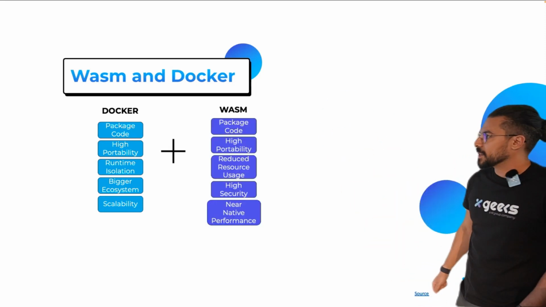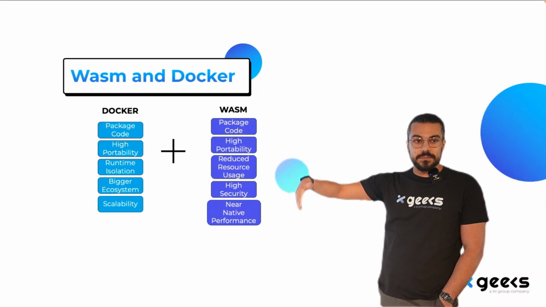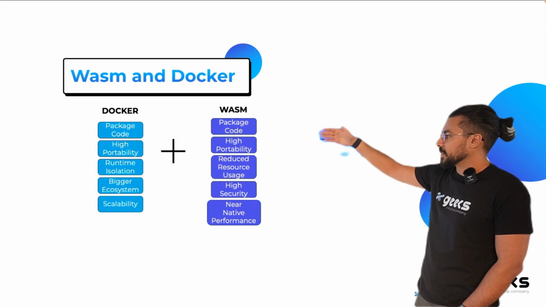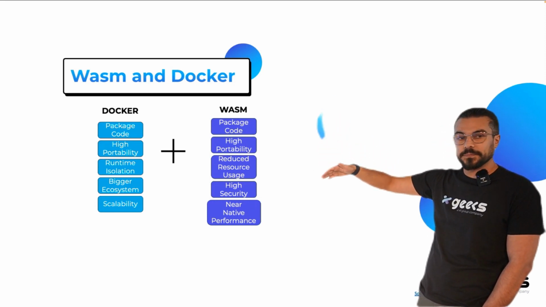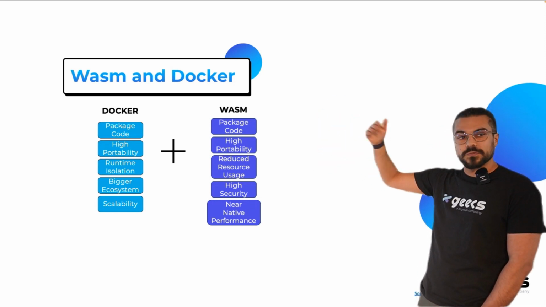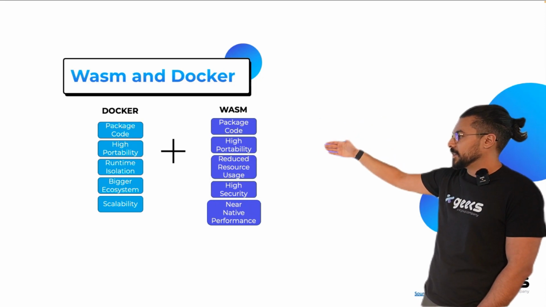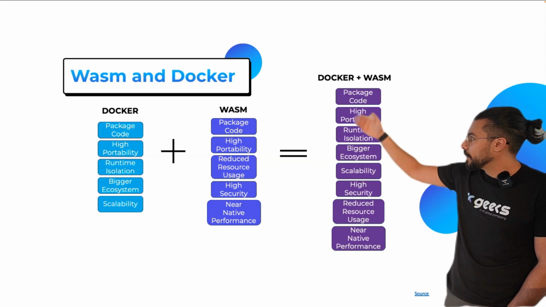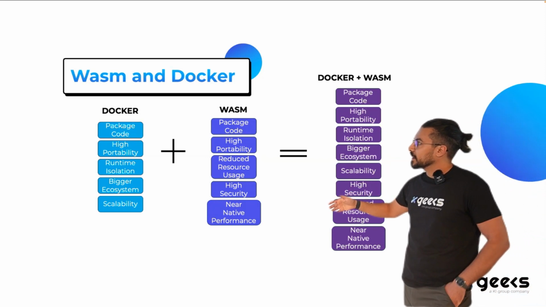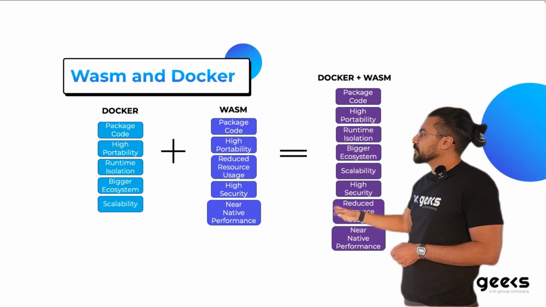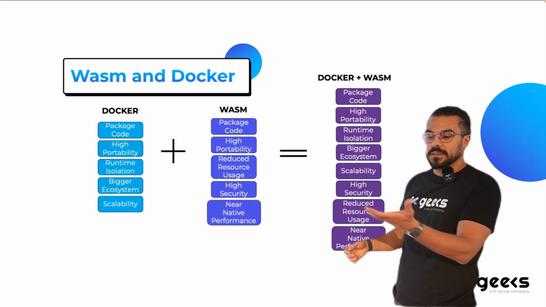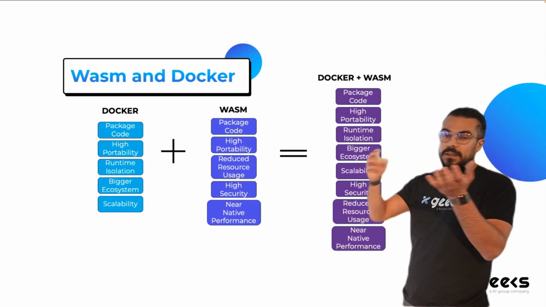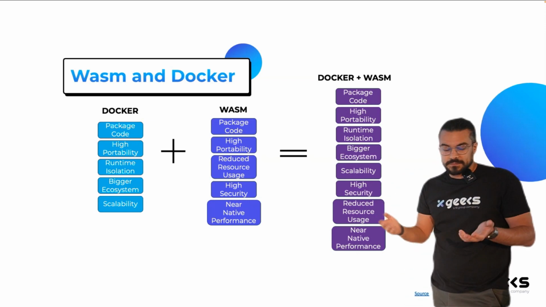But then we have WASM, also packaged code. It has high portability, like we saw. It has reduced resource usage, high security through the sandbox, and then native performance. We just merge these together. And the merge of these together basically is to put a WASM module inside the Docker container. That's it.